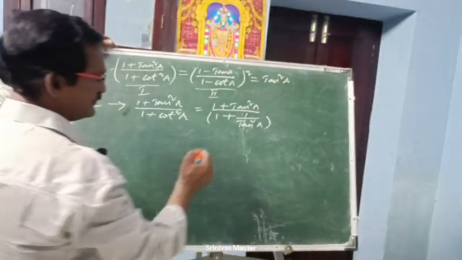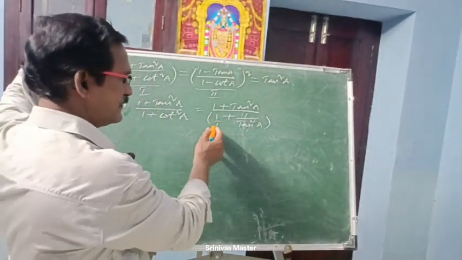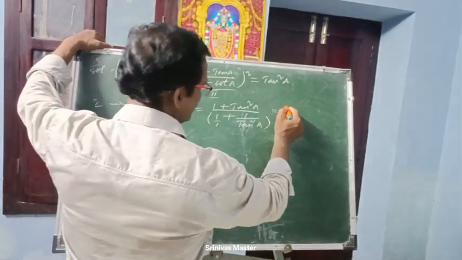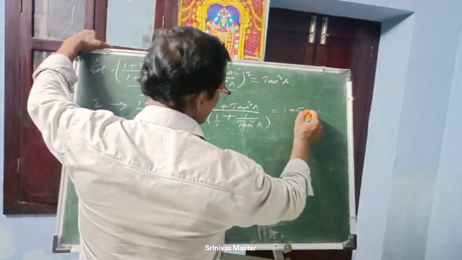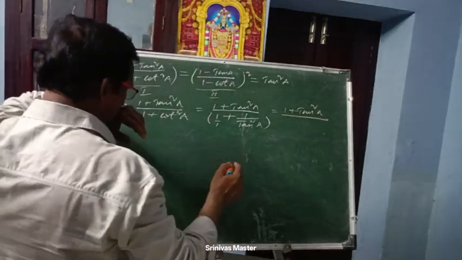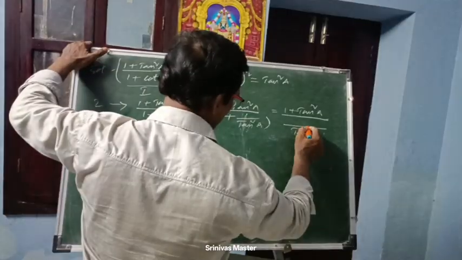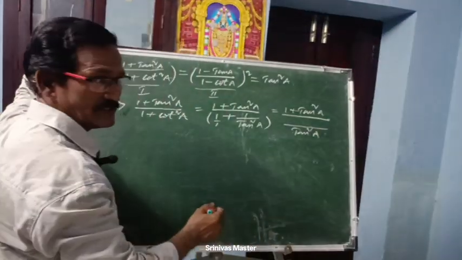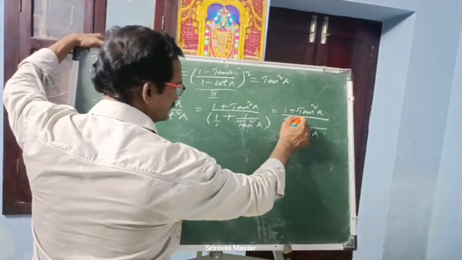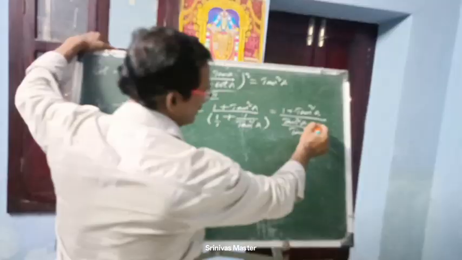Before, I told you, take the LCM. So what is the LCM of 1 and tan square A? Tan square A is the LCM. The numerator we can keep as it is: 1 plus tan square A, by tan square A, the LCM. Then what will the remaining become? 1 into tan square A plus 1 into 1, 1.